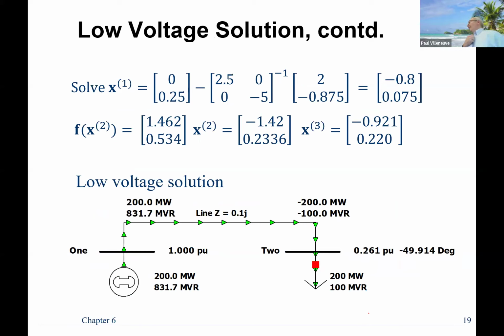What about you, the utility? Your slack bus has to put out 832 megavar. Your line is consuming over 700 megavar. That's why you get bad voltage. You started out really low. But it is a valid solution, at least in terms of Newton Raphson. But would you operate the system like this? Not if you want to keep your job for long.